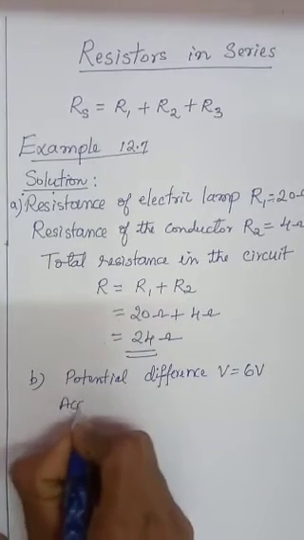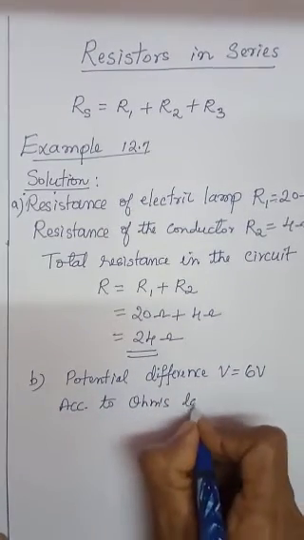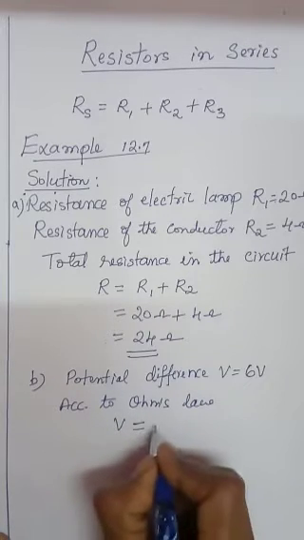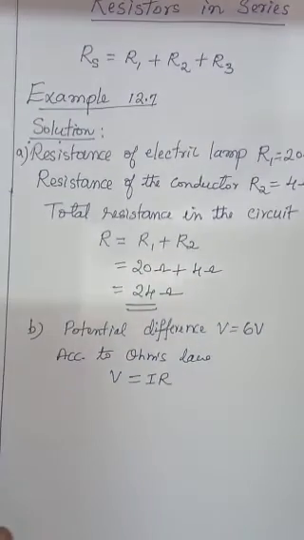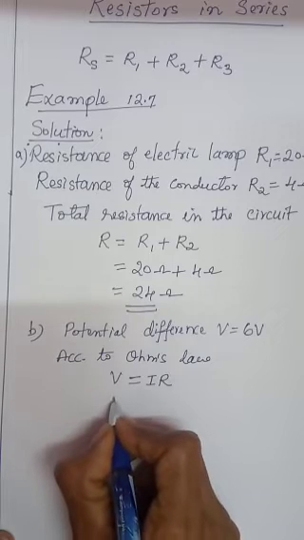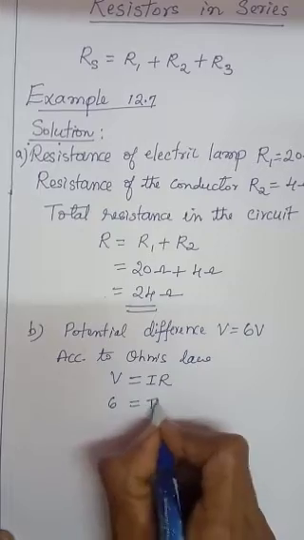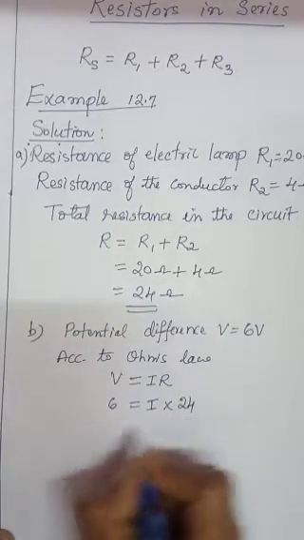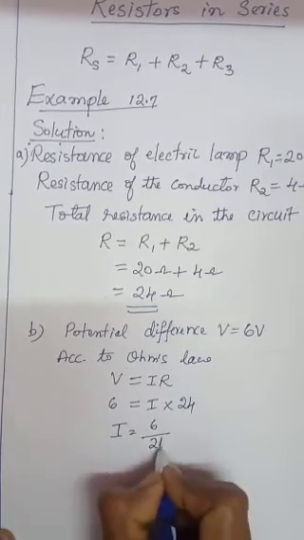According to Ohm's law, potential difference is directly proportional to the current. V is equal to IR. Very important relation. Now substitute the values. V is given, it is 6 volt. I is not given, I into R, total resistance is 24 ohm. So I is equal to 6 divided by 24.